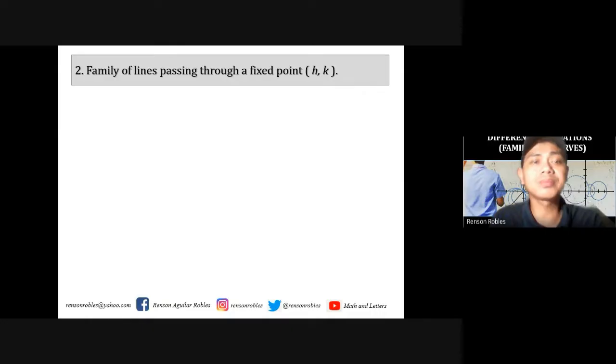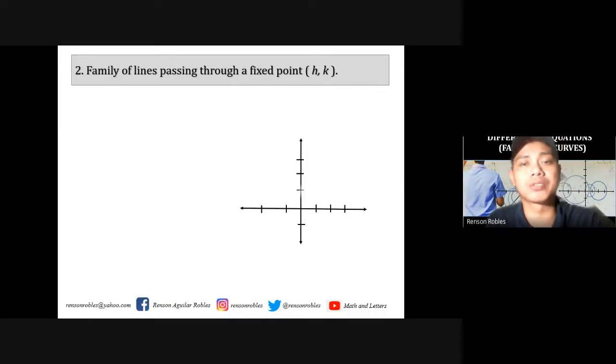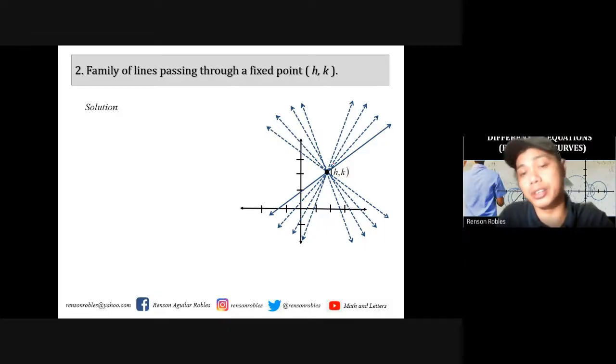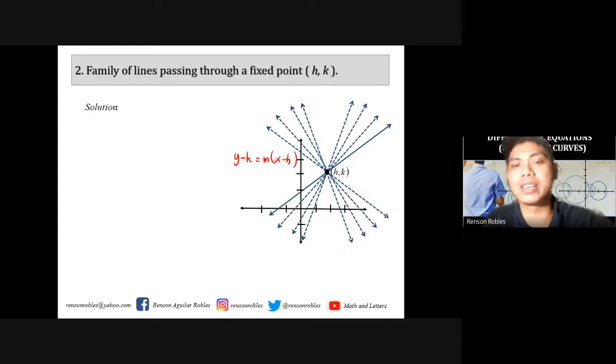One more. Let us consider the family of lines passing through a fixed point (h, k). And this is the point (h, k). Along this point, you can draw infinitely many lines. Since there is one point, and the slopes of each line can be obtained, we can use the point-slope form of a line. So that's y minus k equals the slope times x minus h. So this is the standard form, or the point-slope form of a line.